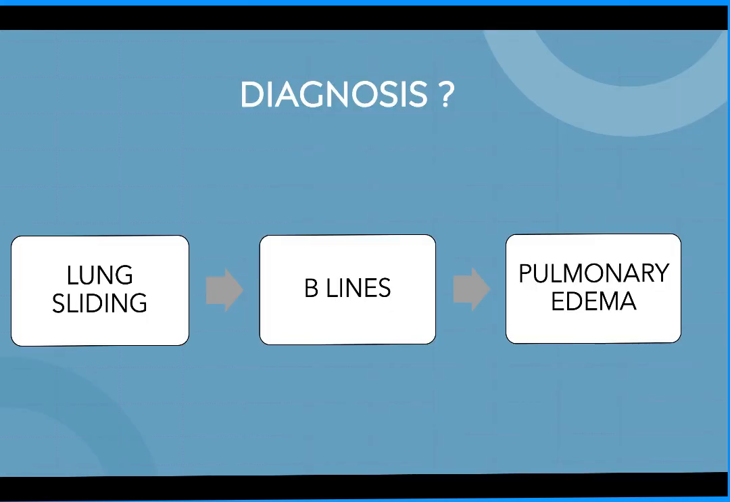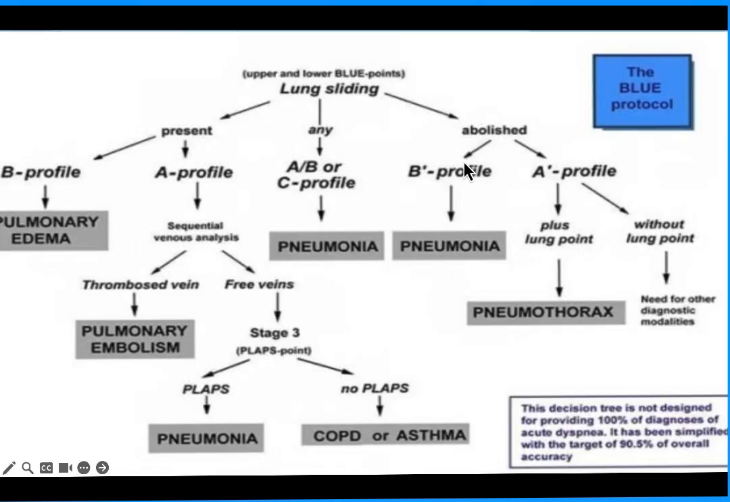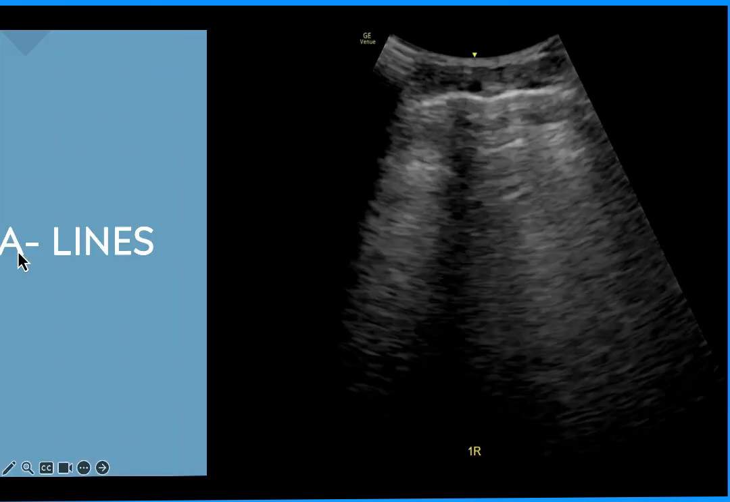So your patient comes in. Your patient is tachycardic, tachypneic, and dyspneic, right? You put the ultrasound probe on their chest. They have lung sliding. You then see diffuse B lines in bilateral lung fields. What's your diagnosis? Pulmonary edema. So that takes us back here. Per the Blue Protocol, there was lung sliding in our patient. This patient had a B profile. In the bilateral lung fields, the patient had a lot of B lines. So they were diagnosed with pulmonary edema.